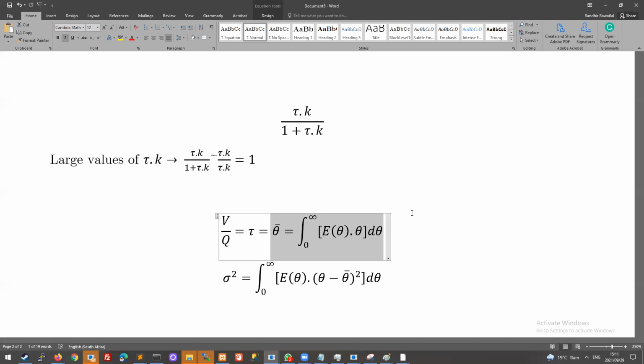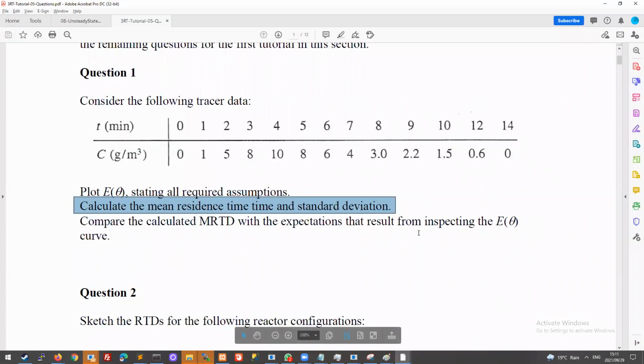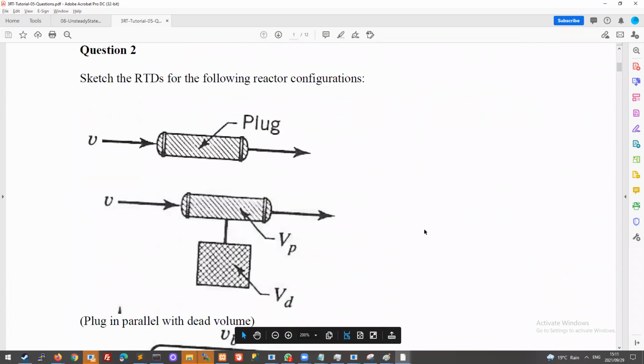And it's clearly important in the context of a reactor, right? The time that you've spent in that reactor does influence how much of that reaction will occur. So that's why it seems to be important to us. So the next question here, let's think about these different types of reactors. Let's compare what the RTDs will look like.